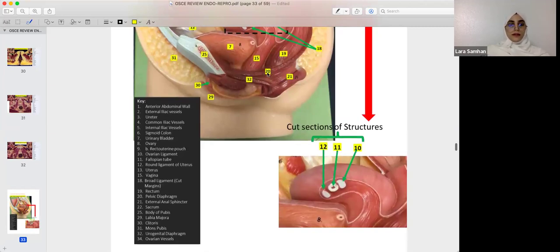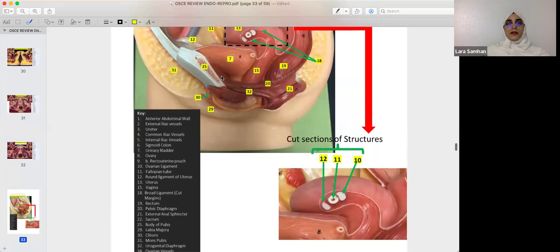So what is number 20? Number 20 is basically the thing that holds all those things, the thing that holds the diaphragm. So it's called the pelvic diaphragm. So number 20 is the pelvic diaphragm. Okay. We have in here another diaphragm, which is the urogenital diaphragm.